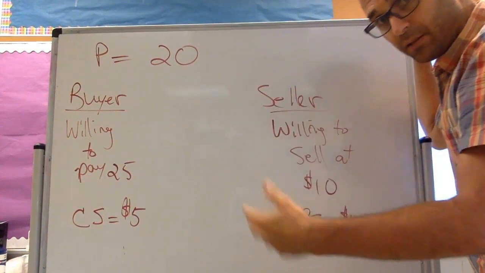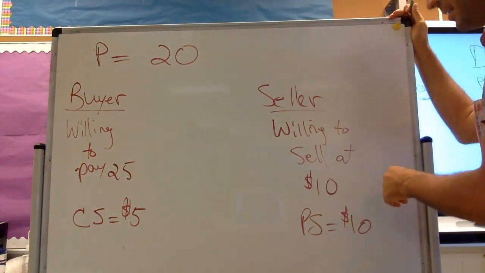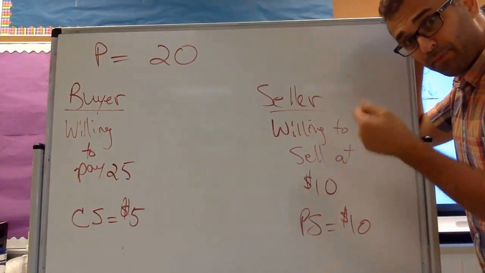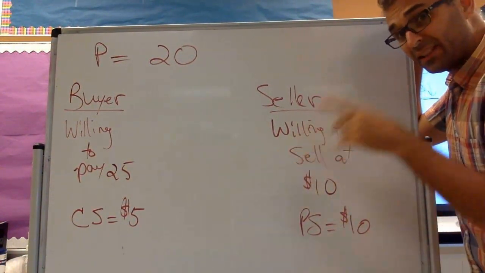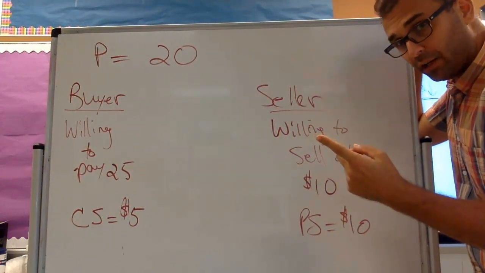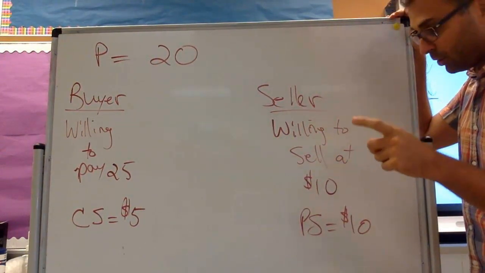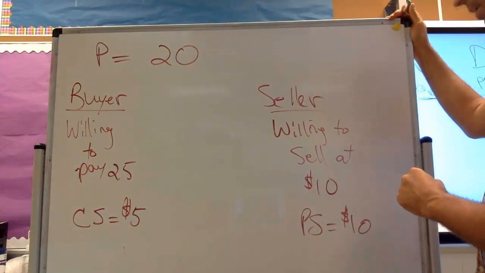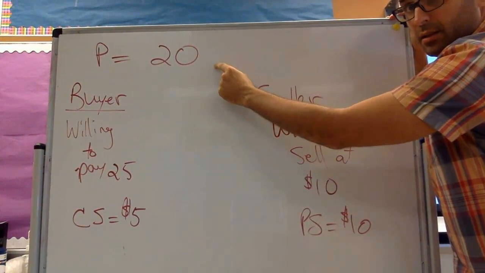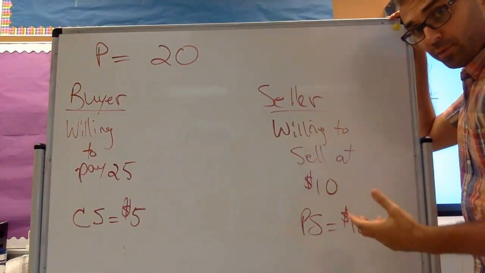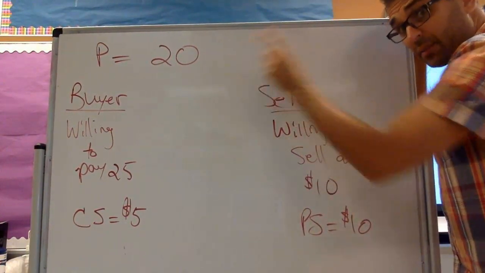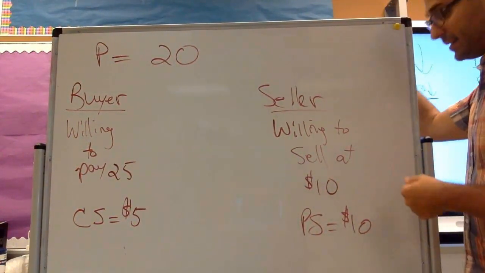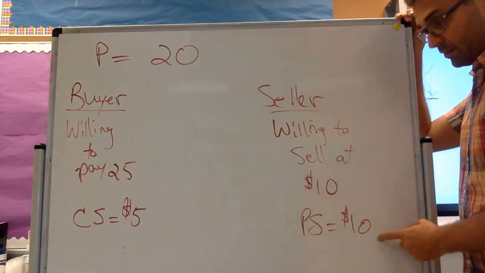Okay, surplus. The producer is willing to sell something at 10. They can make a profit at 10, so therefore they're willing to get up, produce that product, and sell it for $10, and they'll still make some type of profit on it. But the price is 20, right? So the producer surplus is 10 because they were still making a profit at 10. So what did I do? I took the price minus the seller's willingness, and I get 20 minus 10 gives you 10.